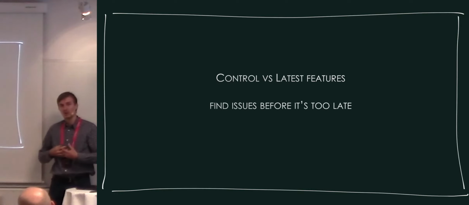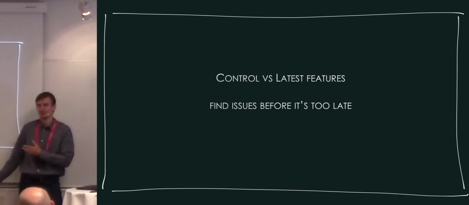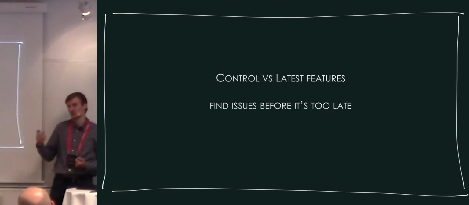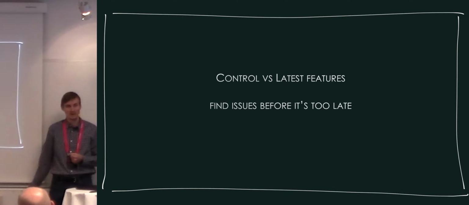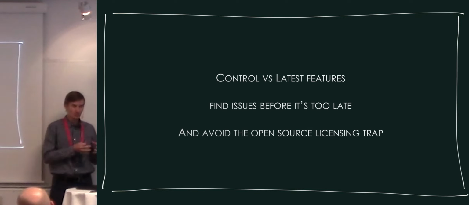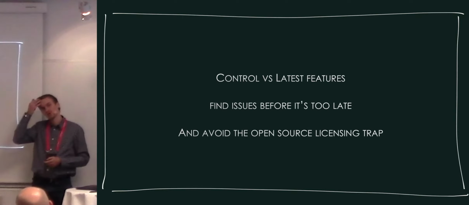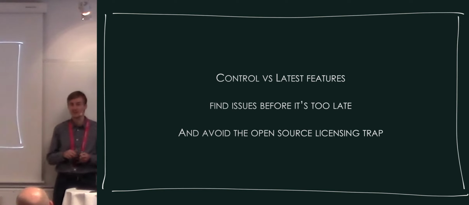Another challenge is that everybody can find issues in JavaScript libraries or in NuGet packages, but it's important to find issues before it's too late, before the library has been sitting there for 2 years and God knows what was happening while it was vulnerable, for example. And finally, when you think about dependencies and their challenges, it's also important to avoid the open source licensing trap.